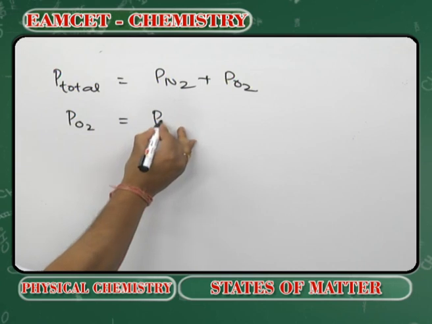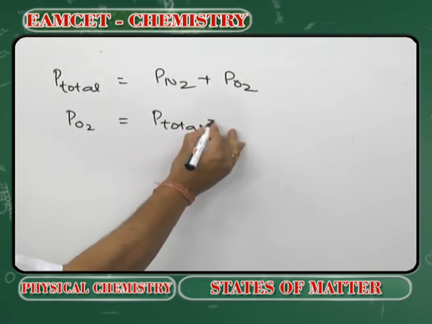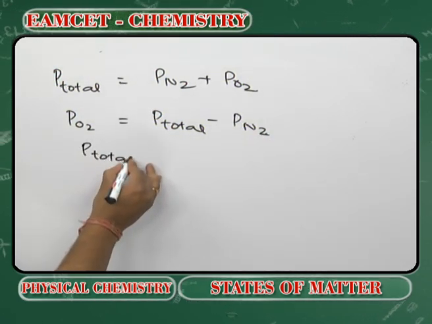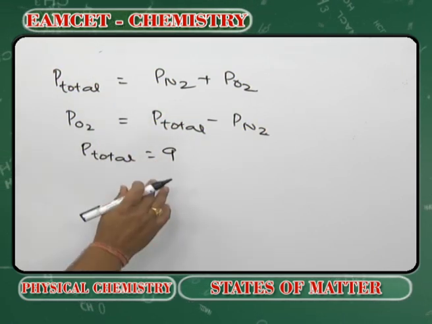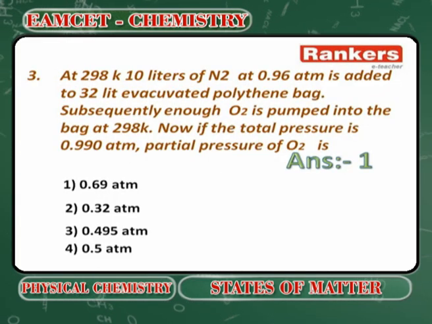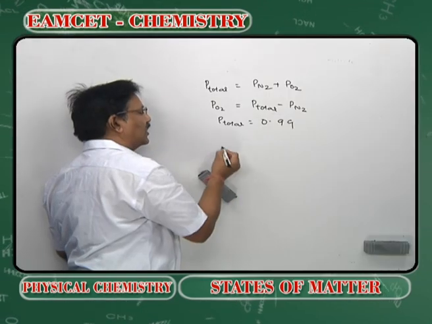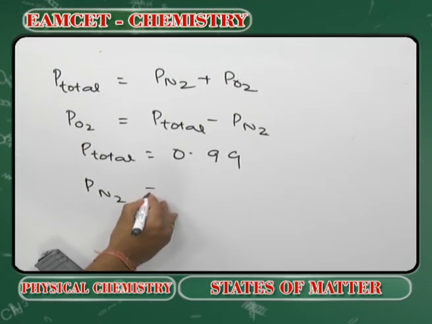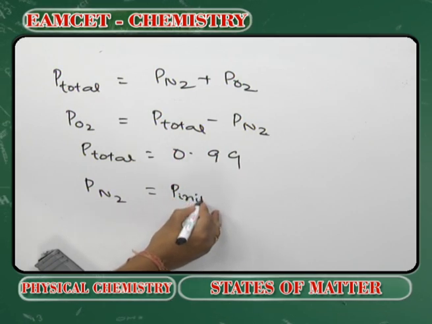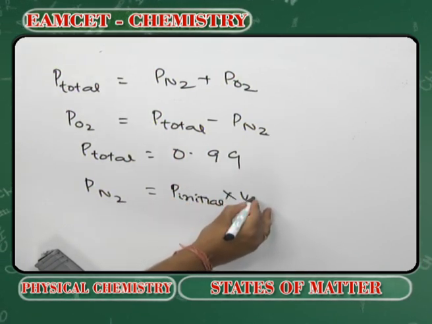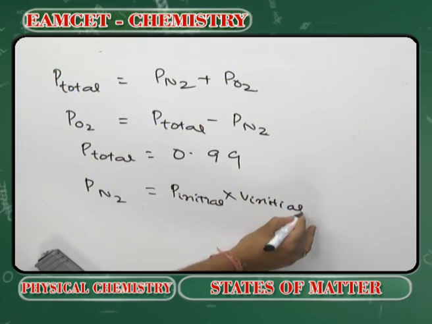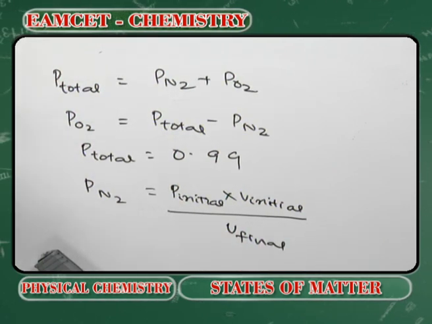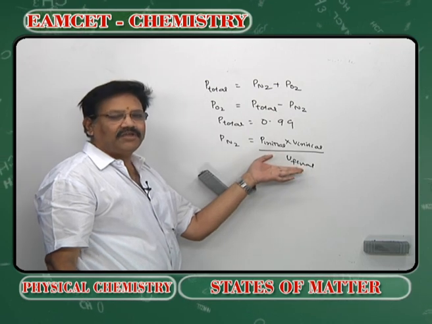What will be the partial pressure of the oxygen? Total pressure minus partial pressure of the nitrogen. P total is equal to 0.99 atmospheres. Now we have to calculate the partial pressure of the nitrogen. How to calculate it? P initial multiplied by V initial by V final. This formula is just the application of Boyle's law.